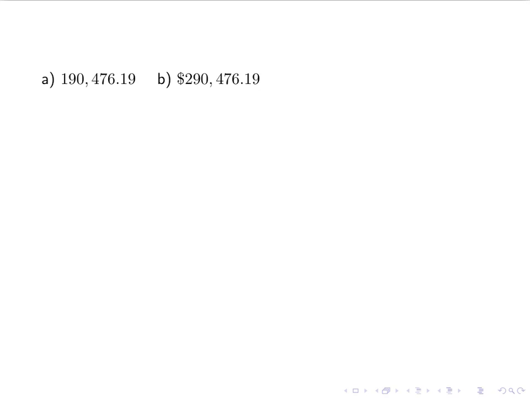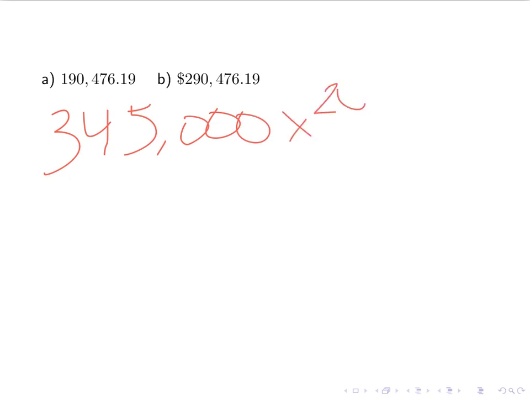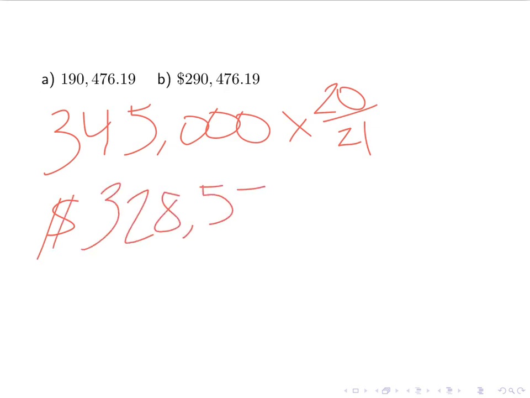And then for C, it was $345,000. So I multiply that by 20 out of 21, and I get $328,571.43. That number, however, is bigger than my face value. So for C, I'm only going to get my face value, which was $300,000.